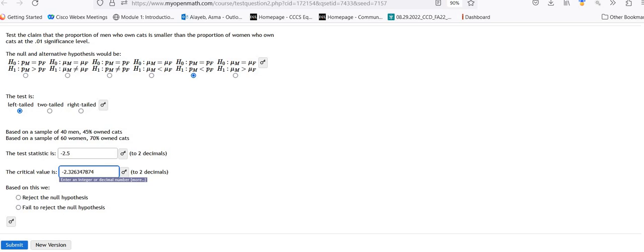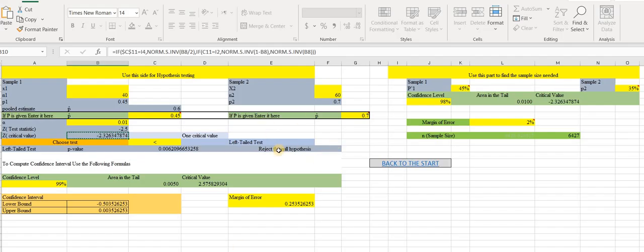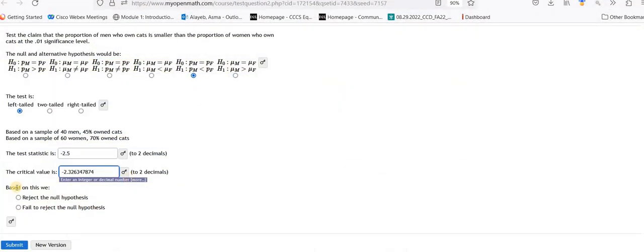Now, the decision is usually also displayed here. So the decision here is to reject the null hypothesis, and there is a reason for that, because the p value is less than alpha. So the decision is to reject the null hypothesis, which means we don't have enough sample evidence to support the claim that the proportion of men who own cats is less than the proportion of women who own cats. So that is the conclusion. Again, we're going to reject the null hypothesis.